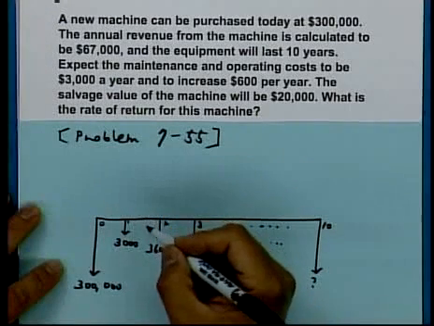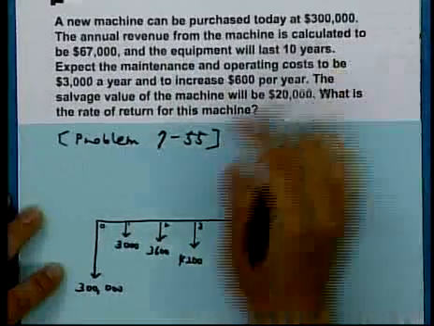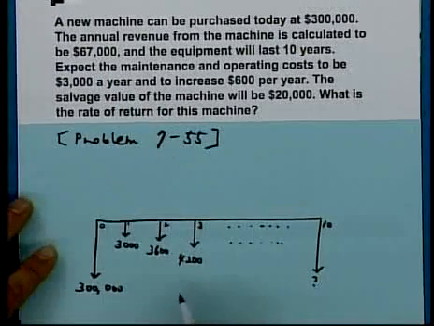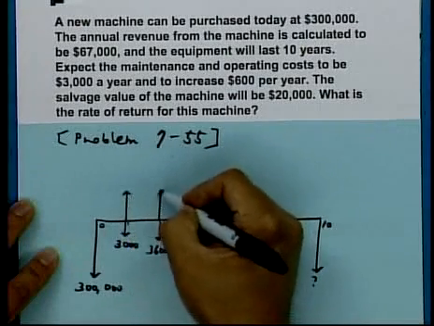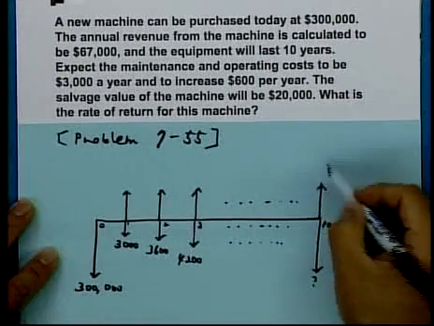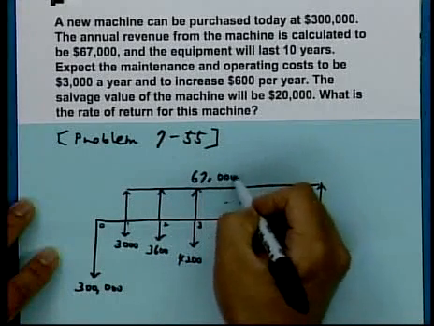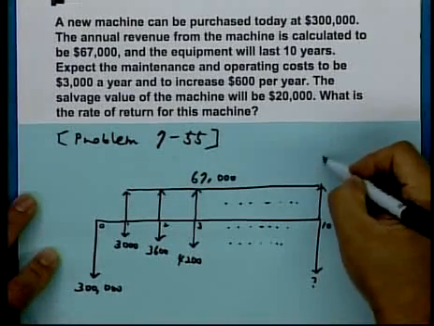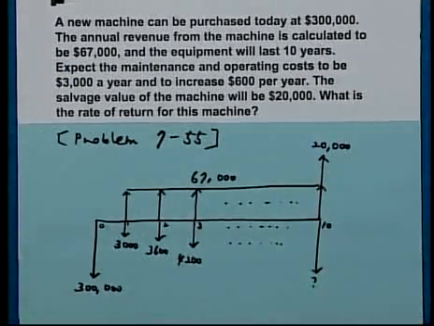And what else we need to consider? Okay, the annual revenue from the machine is to be $67,000. So we need to consider a uniform annual series of $67,000 for the next 10 years. And there is a salvage value which is $20,000 at the end of the 10th year. Okay?